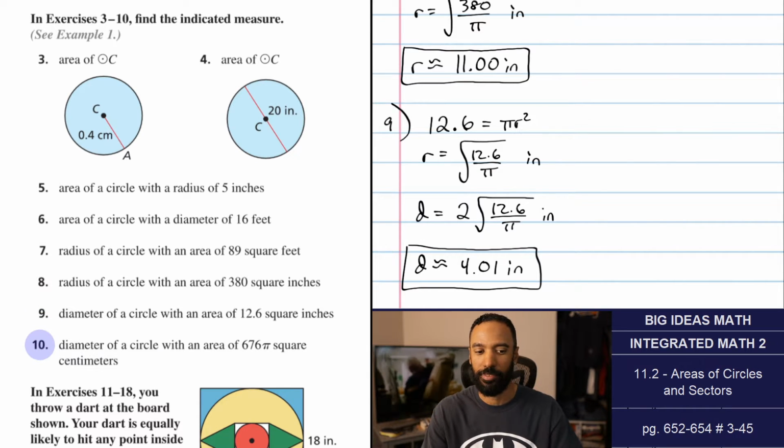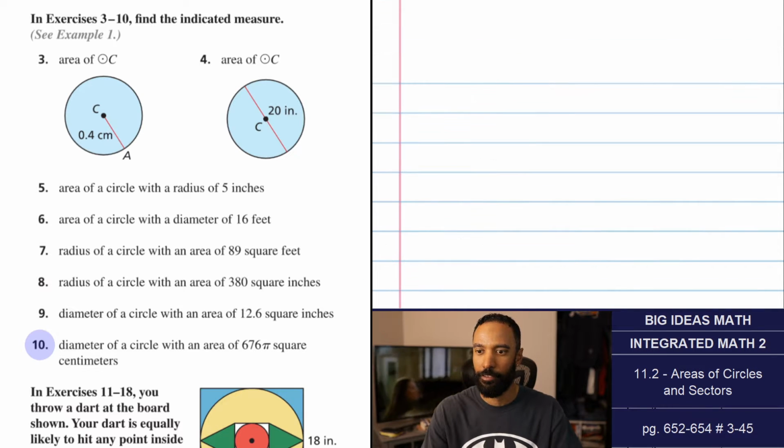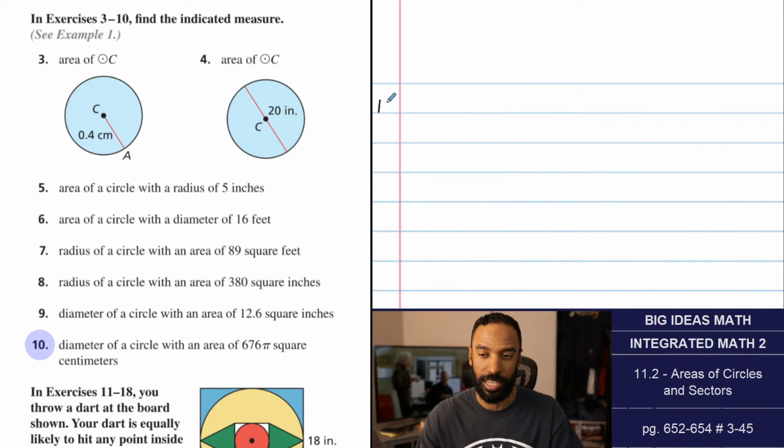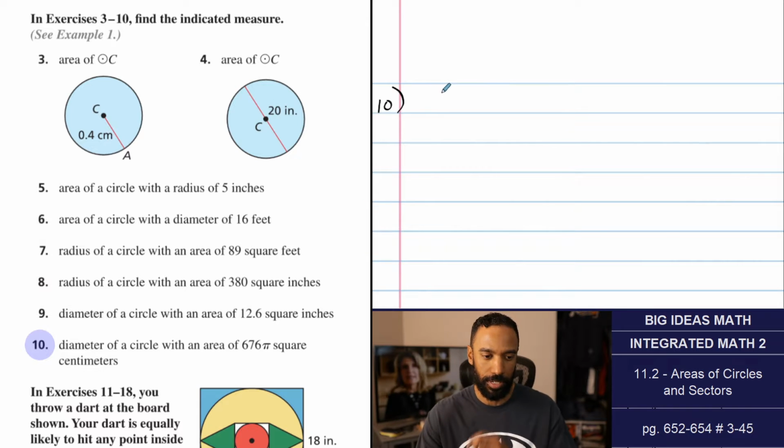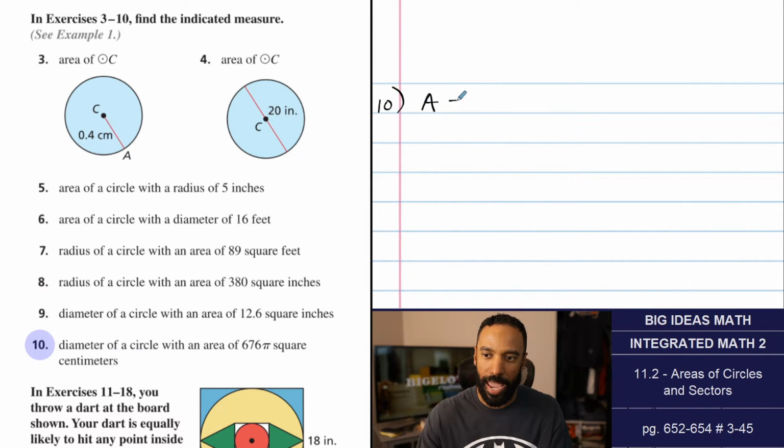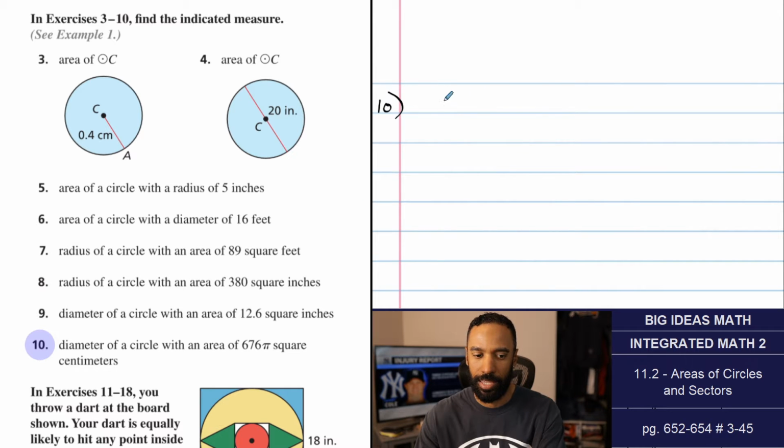Number 10, let's find the diameter of a circle with an area of 676 pi square centimeters. I have a feeling that this one is going to be an exact answer because the pi is in it. I don't have to really divide by pi in the same way. So the area is, oh, whoops, I know the area. The area is 676 pi. And this equals pi r squared. So yeah, the pi's cancel out when they divide.